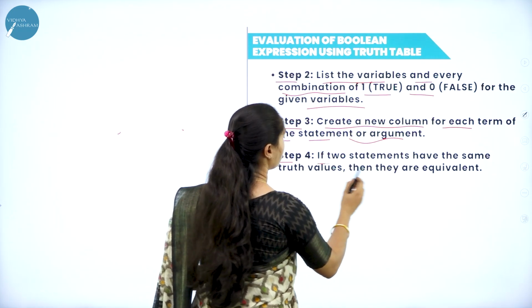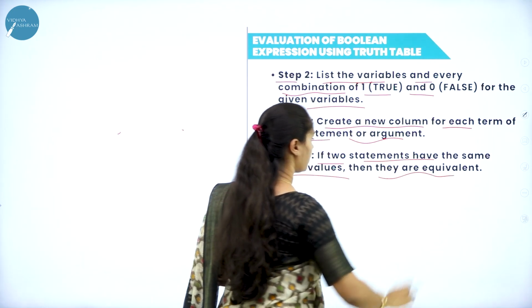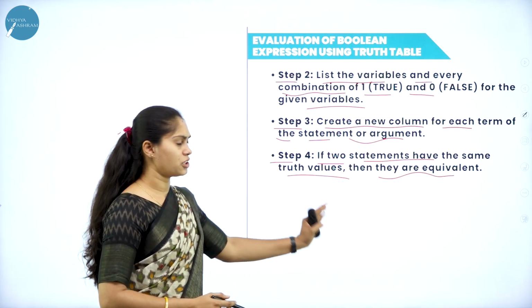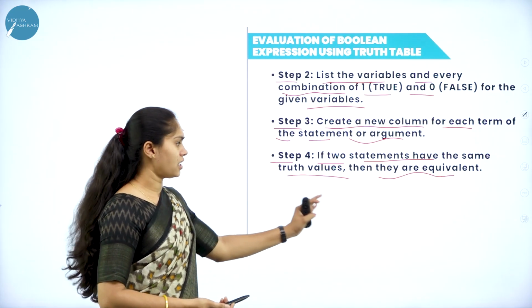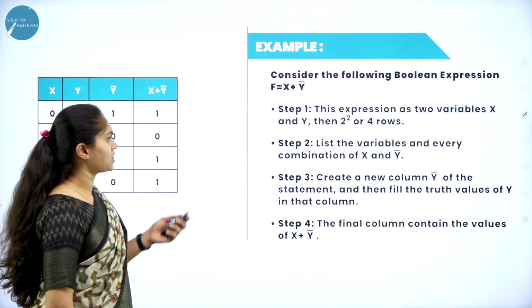Then in step 4, if two statements have the same truth values, then they are equivalent. So after getting the result, if the two columns or the two statements have the same values, that indicates they are both equal. So we'll see one example here.